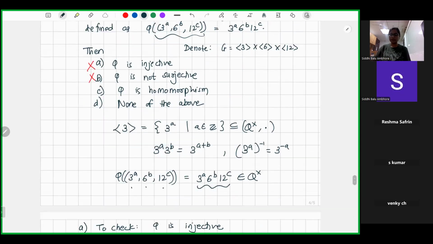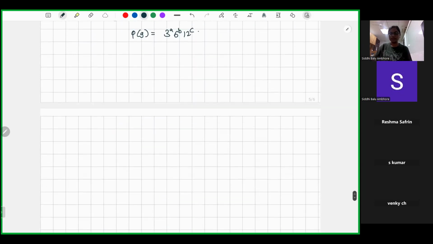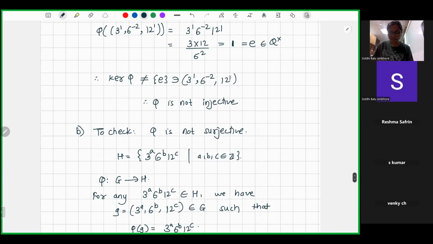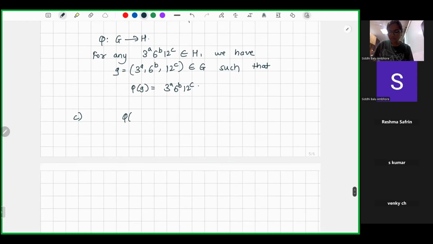Now the third part, whether phi is a homomorphism. Yes, it will be a homomorphism, because what do two elements of this group G look like? It is some 3 power a1, 6 power b1, 12 power c1, and 3 power a2, 6 power b2, and 12 power c2. This belongs to G. And let me call them g1 and g2.